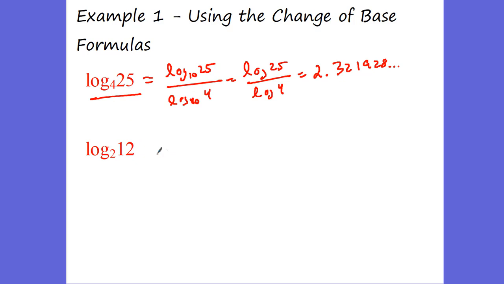Now you can also use natural logarithms. You can do natural log of 12 over natural log of 2 for log base 2 of 12. So you can do natural log of 12 divided by natural log of 2, and you end up getting 3.5849625, and you can try that in your calculator. So if you don't have a calculator that does log bases, then you can literally do it using the change of base formula. Okay.